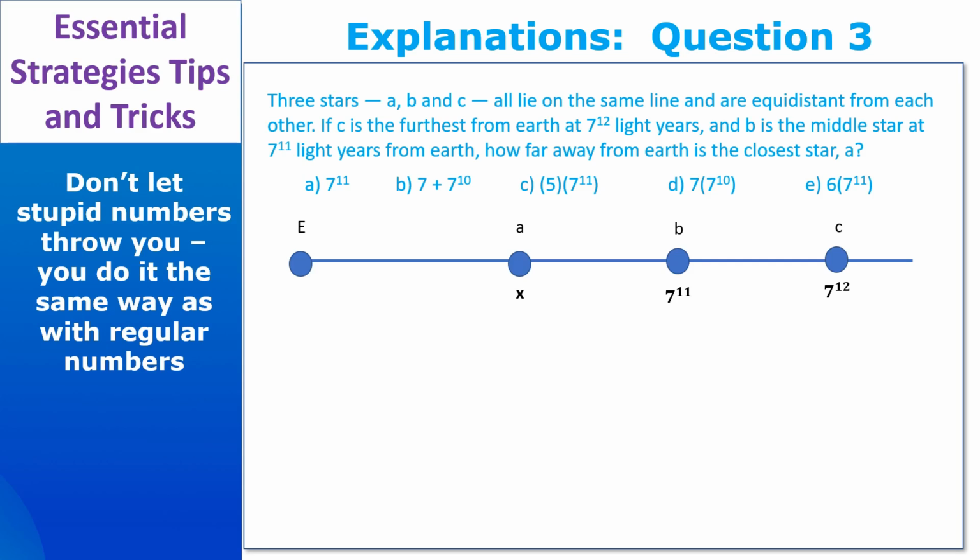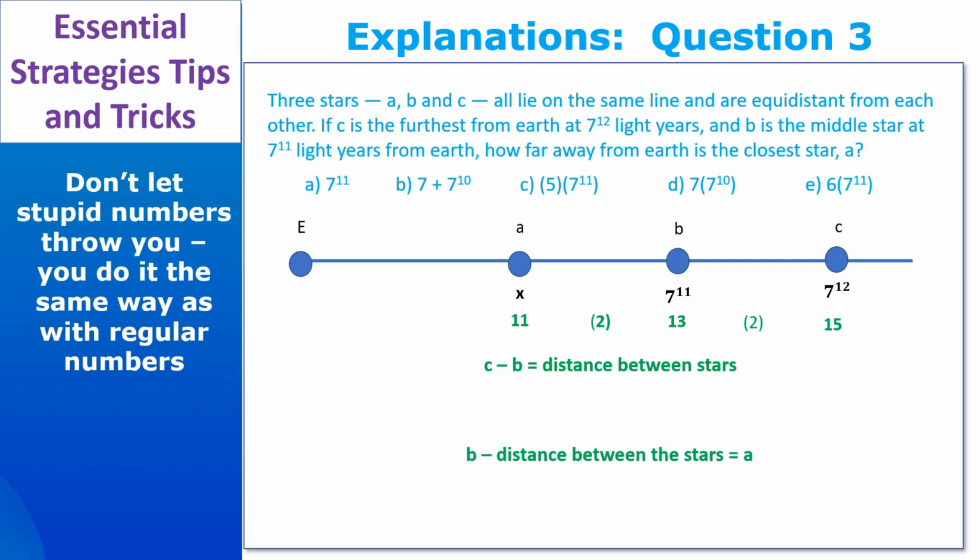Let's say they told you that point C was 15 and point B was 13. Then where would point A be? Well, point A would be at 11. Now, how did you get there? Well, you subtracted 13 from 15 to get the distance between each star. So C minus B gets you the distance between the stars. Then you took 13 and subtracted 2 to get to the 11, which is where point A is. So point B minus the distance between the stars, in this case 2, gives you the position of star A, in this case 11. So we're going to do the exact same thing, but we're going to do it with the stupid exponent numbers they gave you.